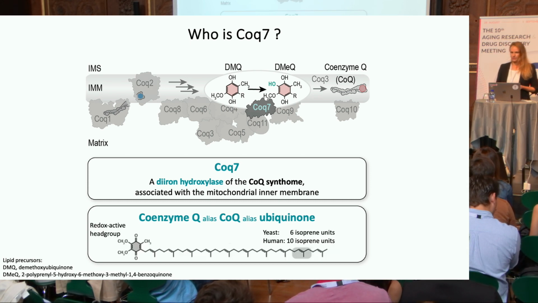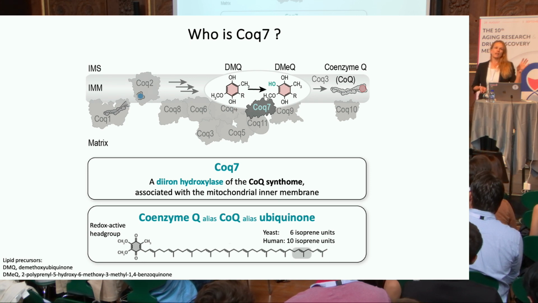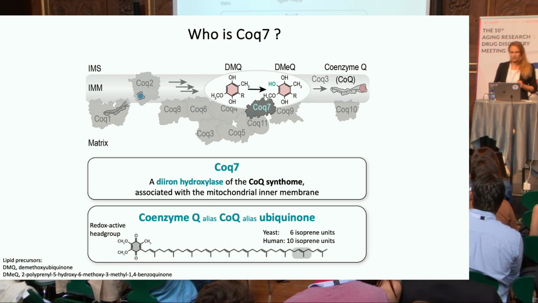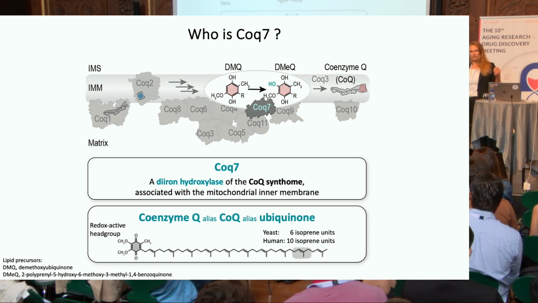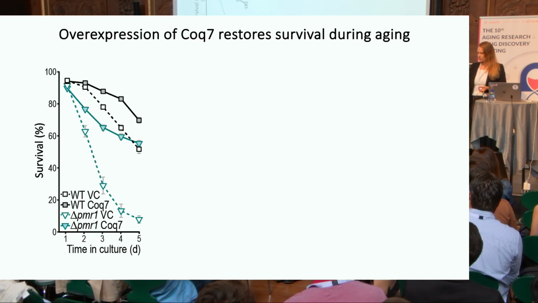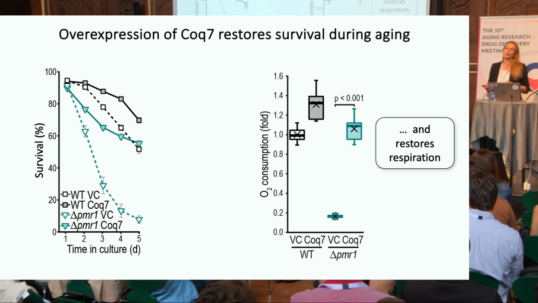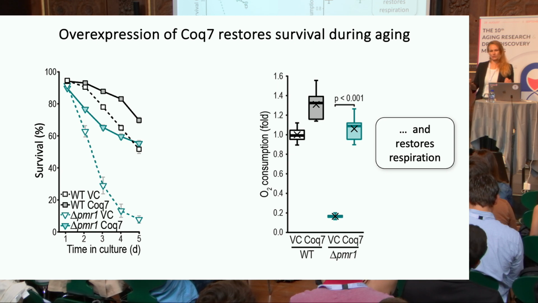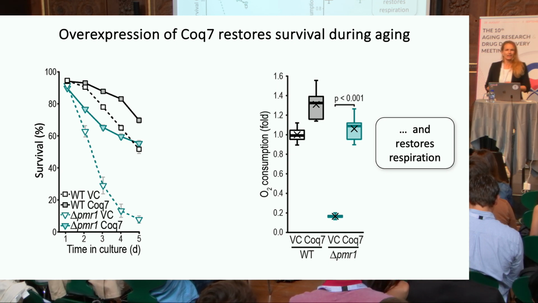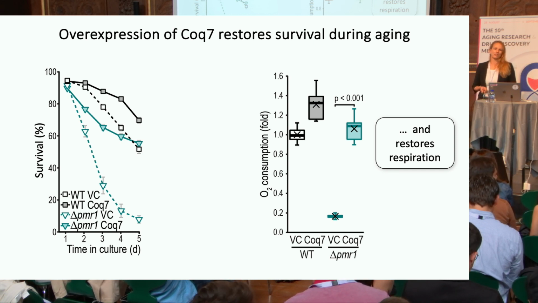And here just quickly the structure. So it carries a redox active ring as well as a lipophilic tail, and the length of the tail varies across species. And then we thought, okay, COQ7 could restore mitochondrial function. Could it also restore survival during aging? And yes, it did. So overexpression of COQ7 was sufficient to prevent the premature cell death of the PMR1 deletion mutant. And that was accompanied by a complete restoration of oxygen consumption. And again, just want to mention that environmentally induced manganese overload in wild-type cells gives exactly the same results.